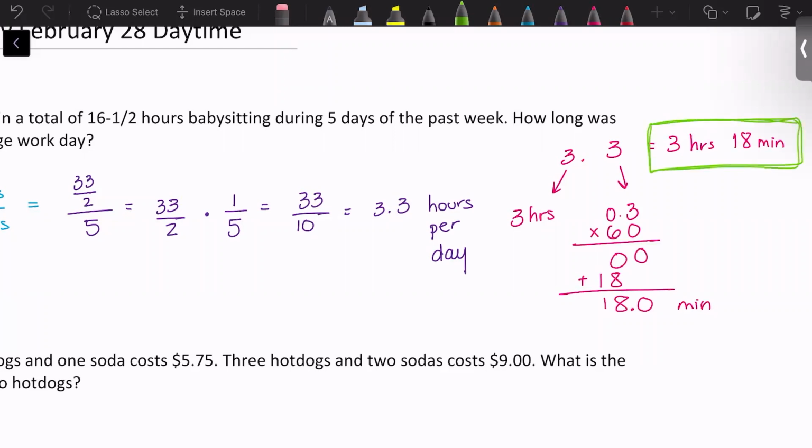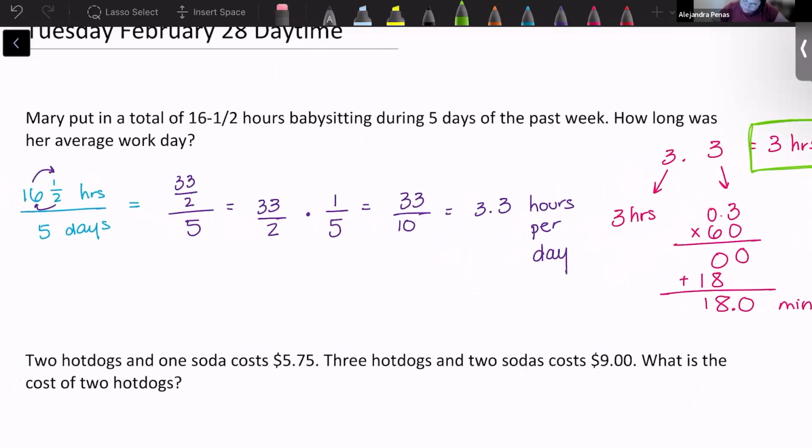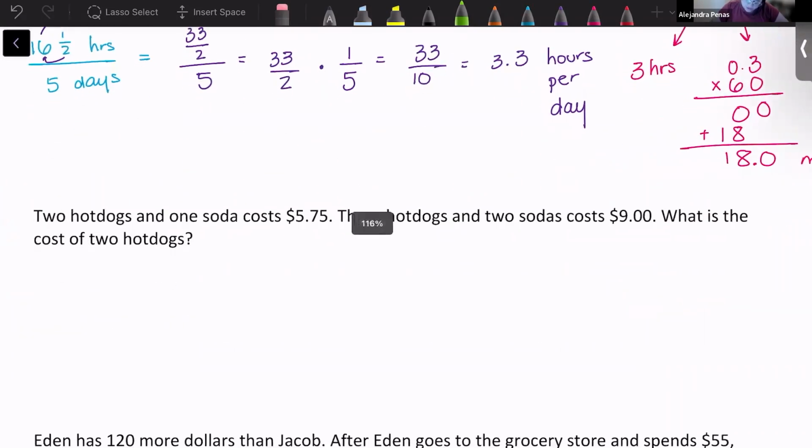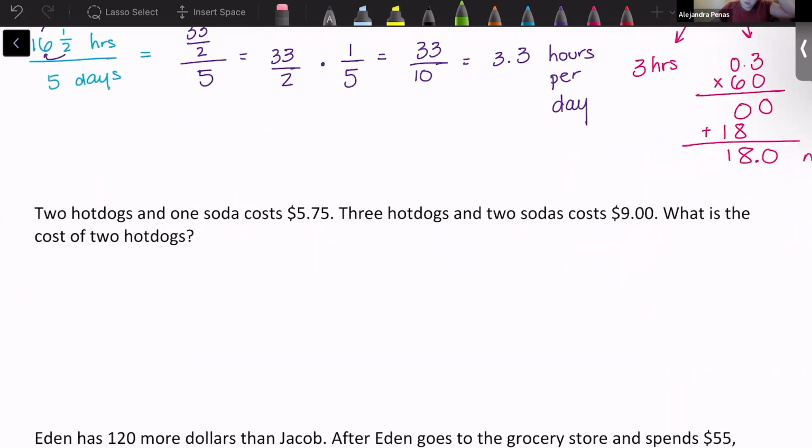Okay? Thank you. Yeah, no problem. Any other question, any other confusion regarding this problem? It's good. Awesome. All right, so for this next one, we have 2 hot dogs and a soda cost $5.75. 3 hot dogs and 2 sodas cost $9. What is the cost of just the 2 hot dogs?